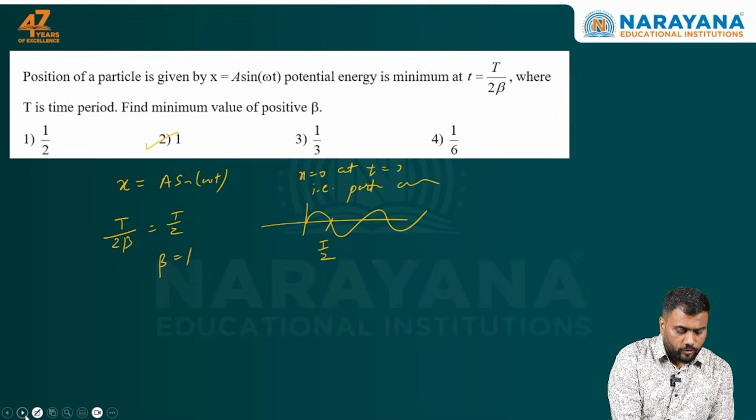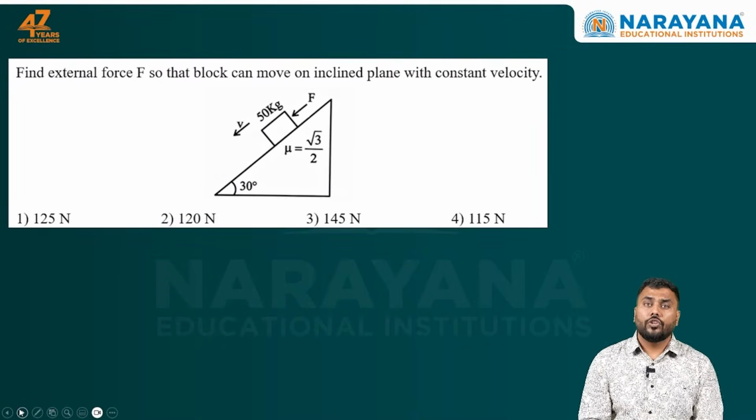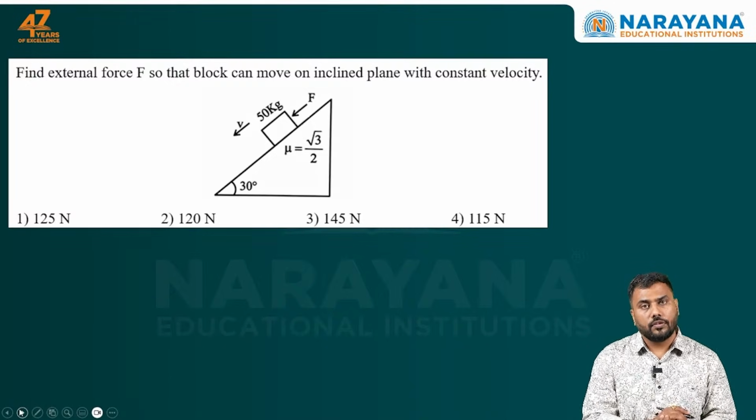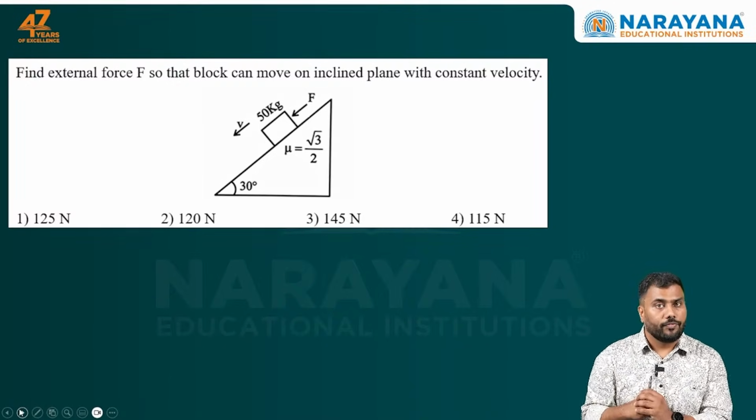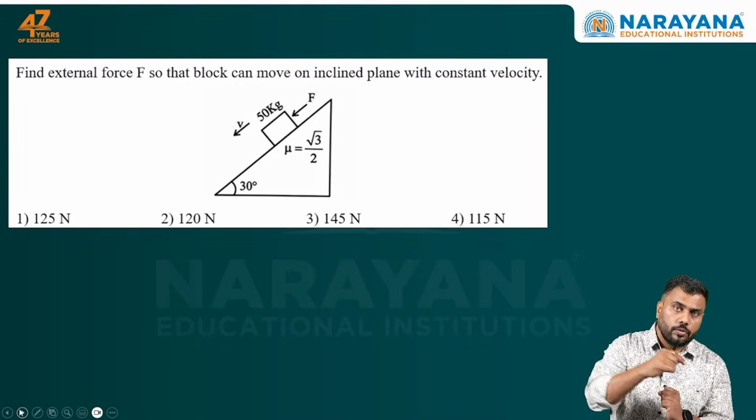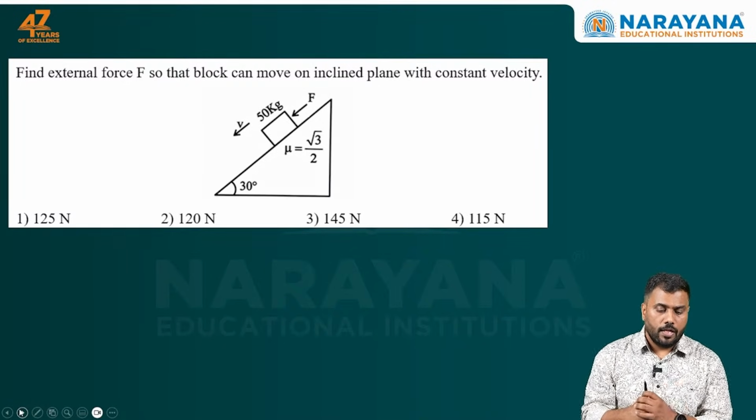Let's go to the next question. The next question is again an easy question from Newton's laws of motion. Here we have a 50 kilogram block on an inclined plane which is rough. The velocity of the block is also pointed downward as shown in the diagram. The question is asking you to find external force F needed so that block is going down with constant velocity.